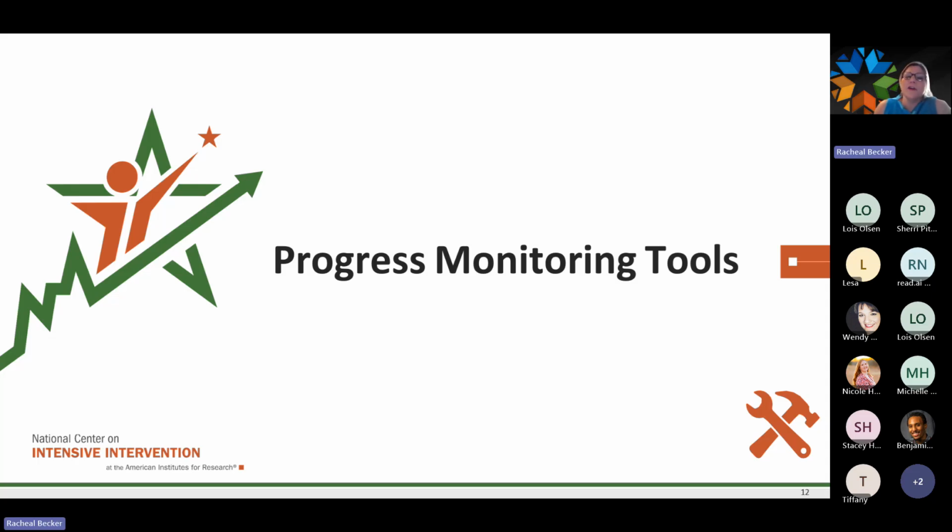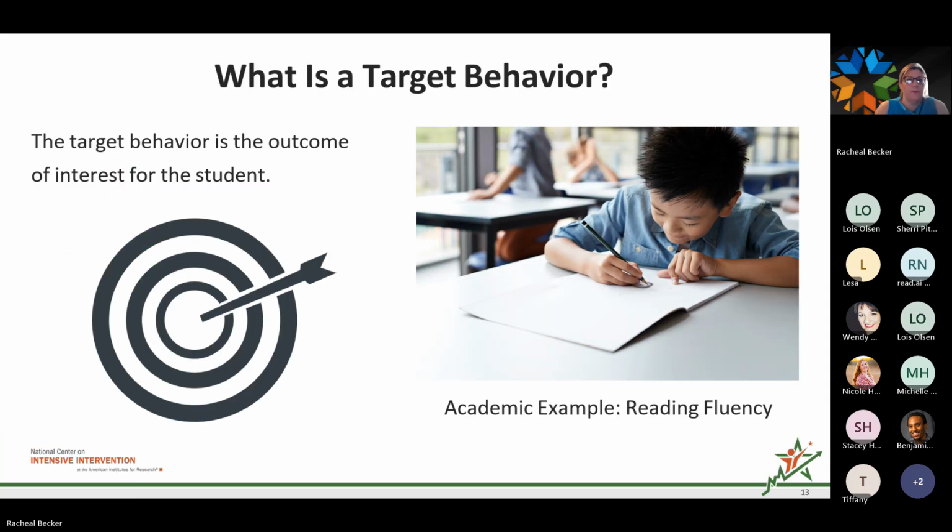So the first thing we're going to talk about in this section is the progress monitoring tools. The target behavior is what you're actually trying to measure. It must connect directly to the student's intervention goal. There must be alignment between the target skill, the instructional tool, and the progress monitoring tool. For example, if we are working on reading fluency, the intervention you should be using should address reading fluency, and then the progress monitoring measure should align with that intervention. Misalignment between the target behavior and the tool is one of the most common errors in progress monitoring.